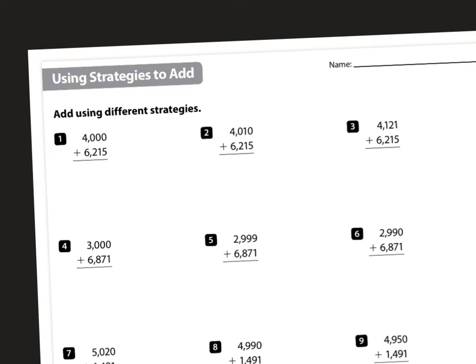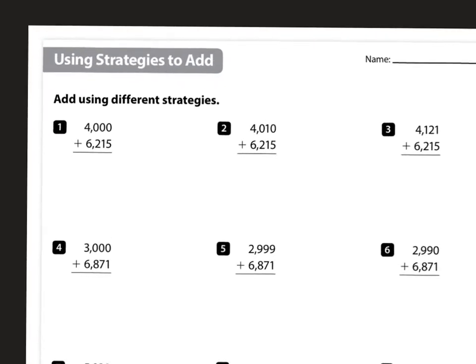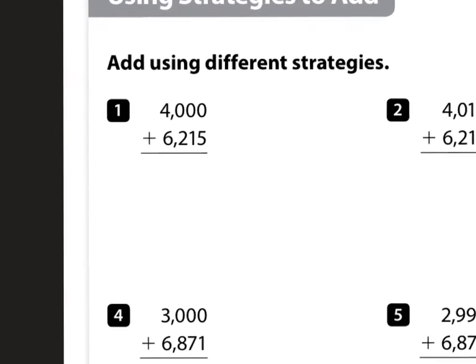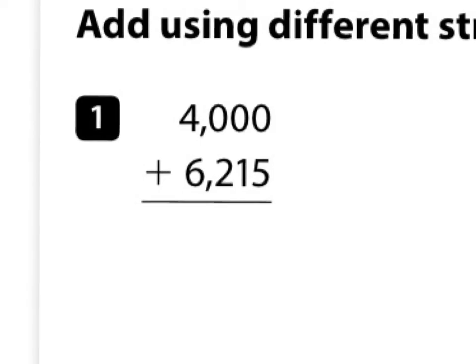Basically, the one strategy that we were teaching you guys is just using the standard algorithm: adding your ones place, your tens place, your hundreds place, and then your thousands place. I'll show you what I do in my head on a couple of the problems, but for the most part, I'm going to be using the standard algorithm. For example, number 1, you have 4,000 plus 6,215. It's easy to add numbers to 0, so I can quickly do my hundreds place, 215, and I know 6 plus 4 is 10. So my sum on this one would be 10,215. All right, let's cruise on to number 2.